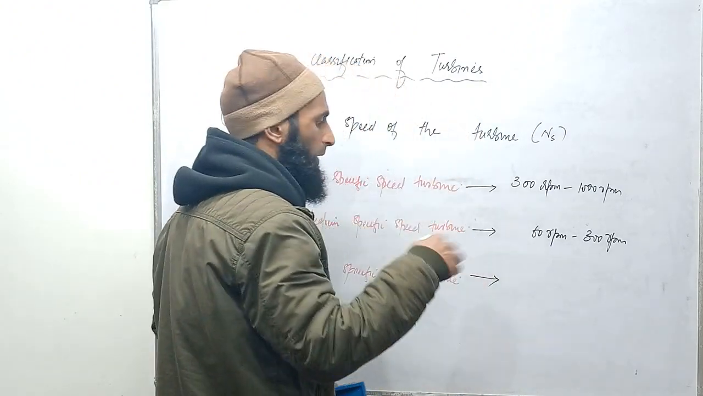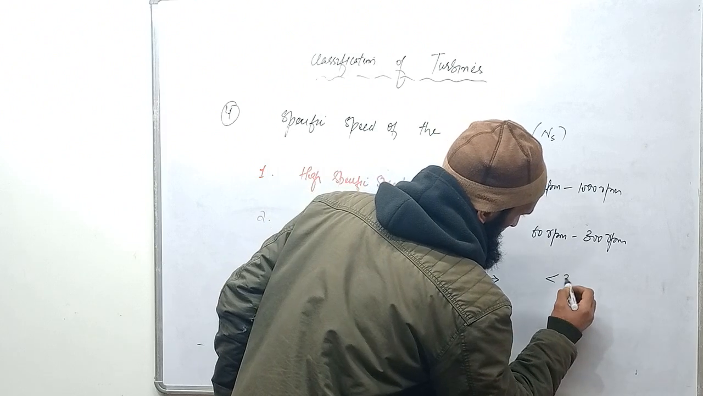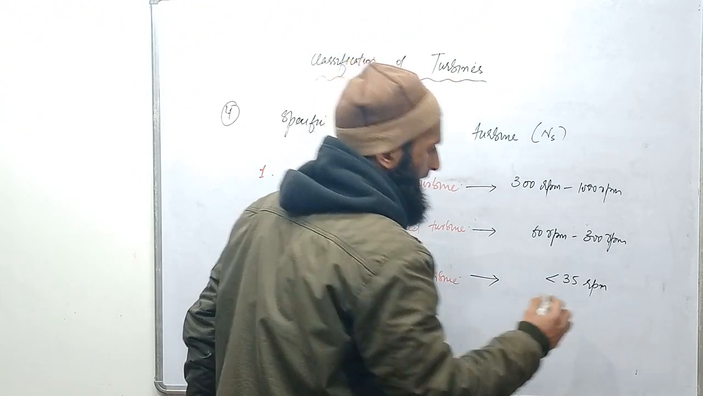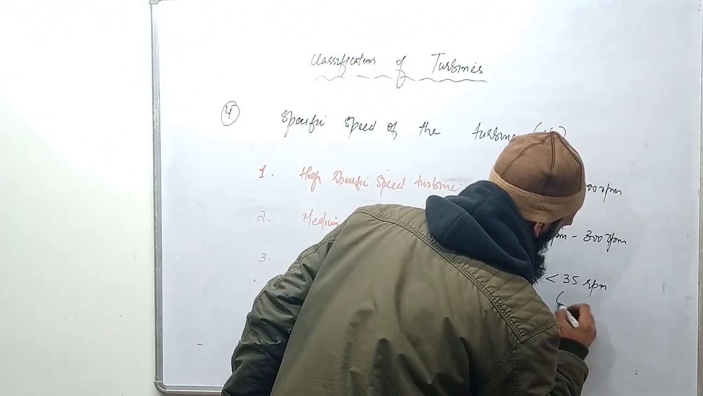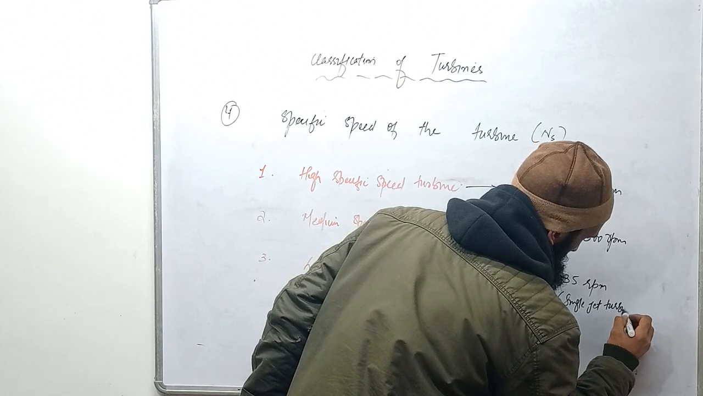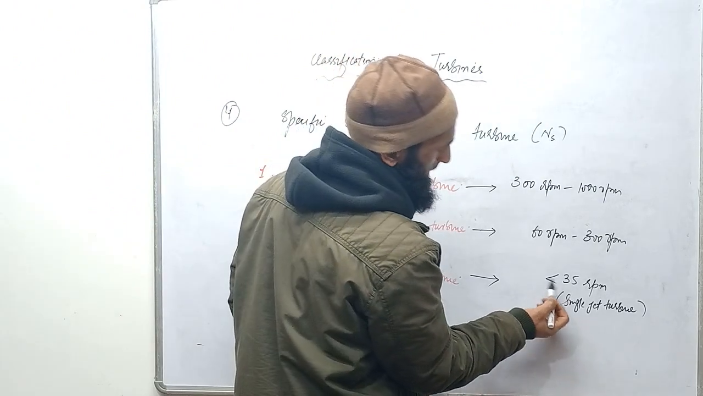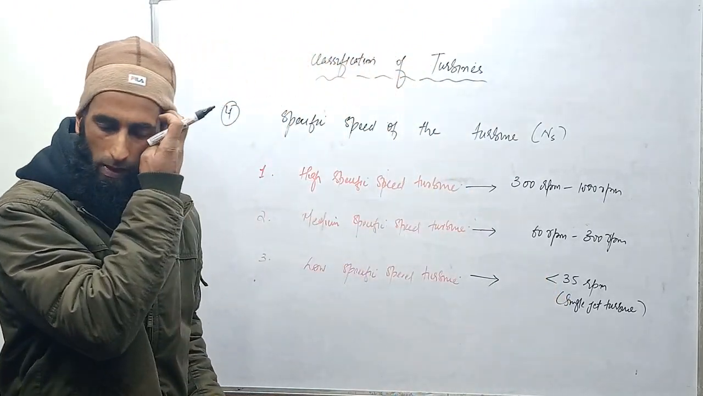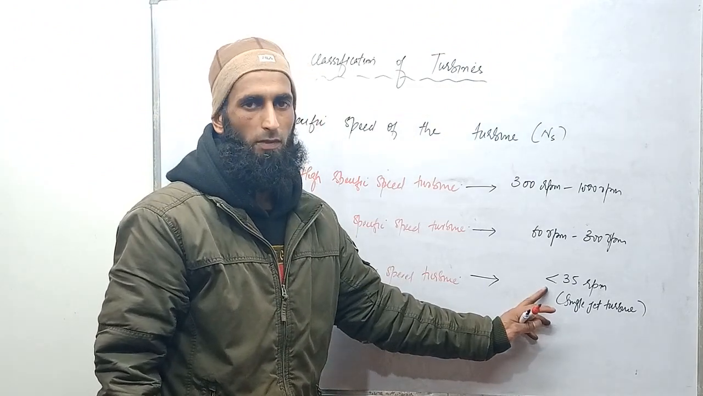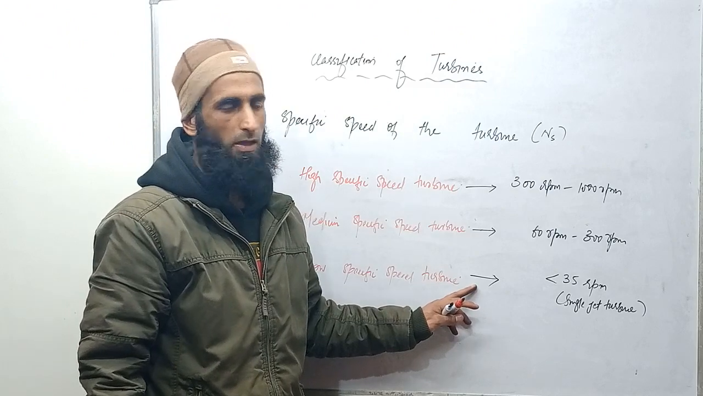For medium specific speed turbine, we have specific speed varying from 60 to 300 rpm, and for low specific speed turbine, for a single jet turbine, we have specific speed less than 35 rpm. If for a single jet turbine specific speed is less than 35 rpm, then the turbine is a low specific speed turbine.